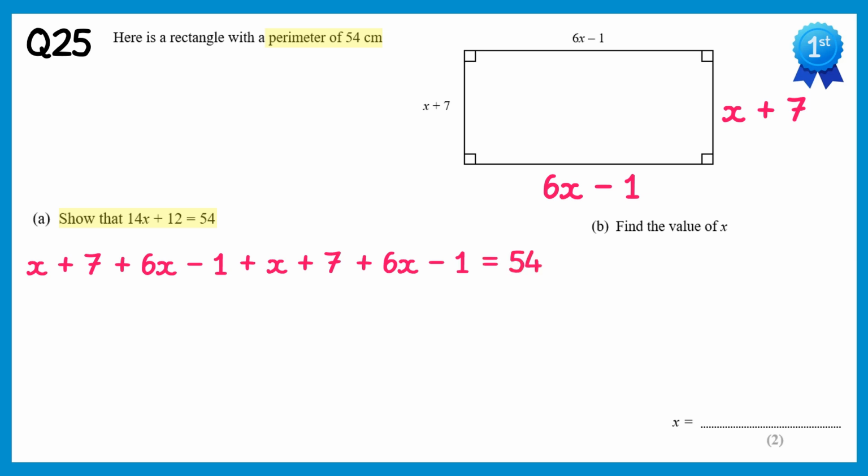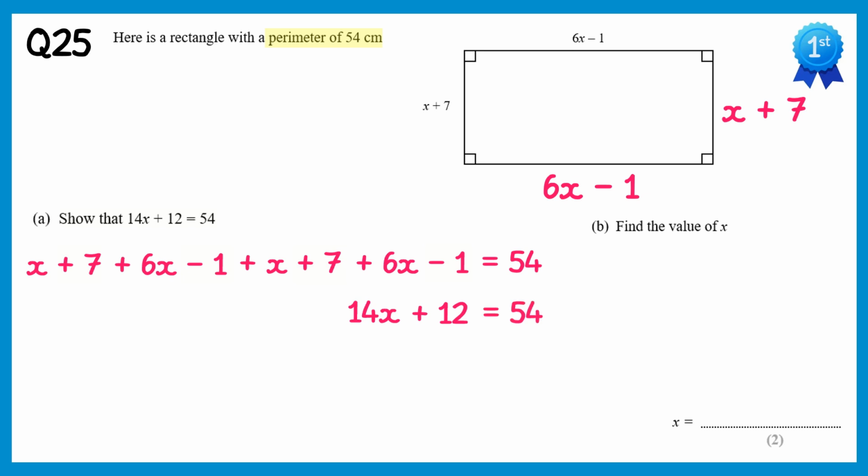We can now collect like terms, so we've got all of the terms in x, which is x, 6x, plus x, plus 6x. If you add x and 6x and 1x and 6x, you get 14x. And now for the constant terms, we've got plus 7 minus 1 plus 7 minus 1. 7 minus 1 is 6, plus 7 is 13, and then take away 1 is 12. So plus 12 equals 54, which is what we were asked to show in the question.